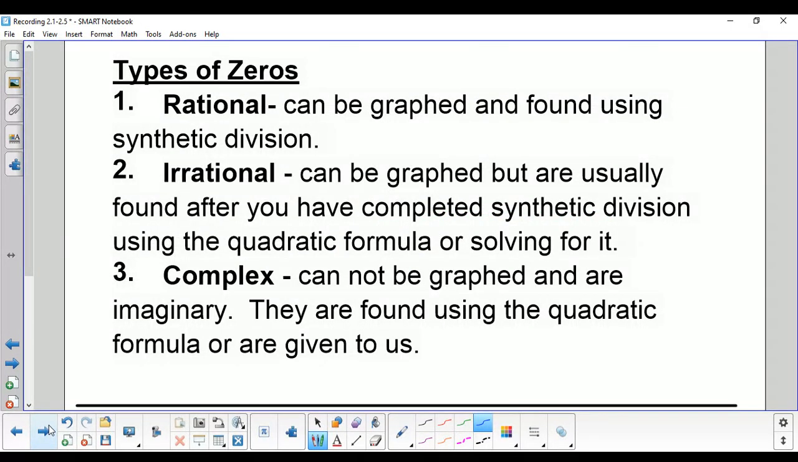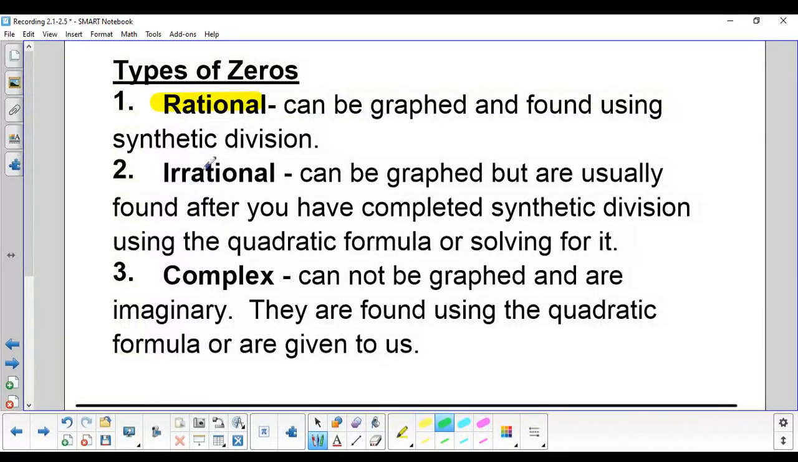There are 3 types of zeros that can exist in a function. We can have what's called a rational zero. A rational zero is a zero that can be graphed. It's found and used with synthetic division. These are the zeros you can see on the graph, and they'll come out of the rational root theorem.